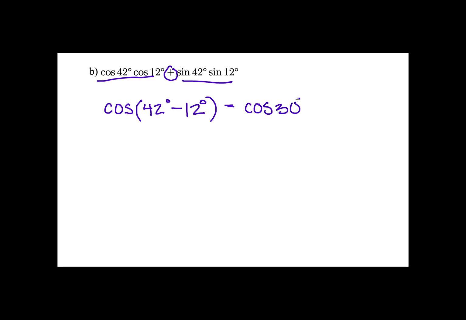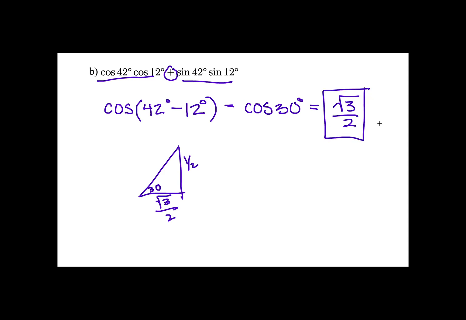42 minus 12 is 30. And what's the cosine of a 30-degree angle? The opposite side is 1/2, and the adjacent side is root 3 over 2. So my cosine of 30 degrees equals radical 3 over 2.